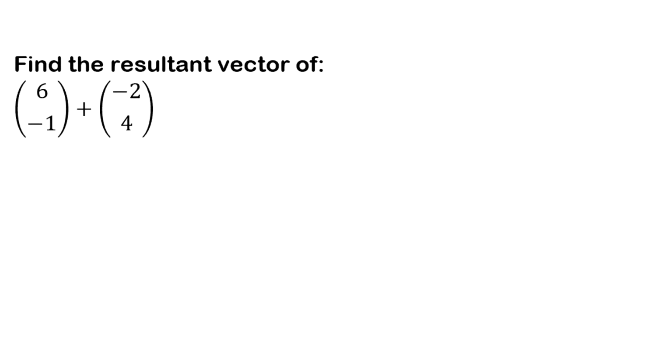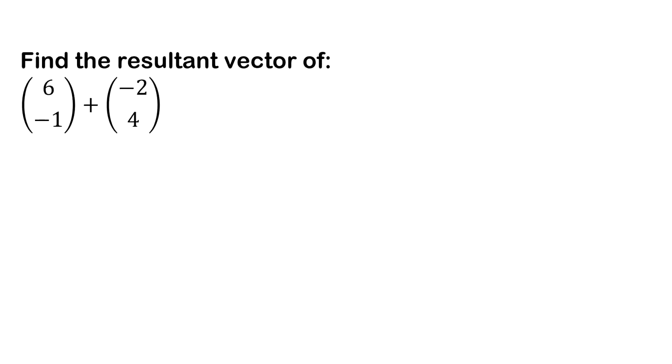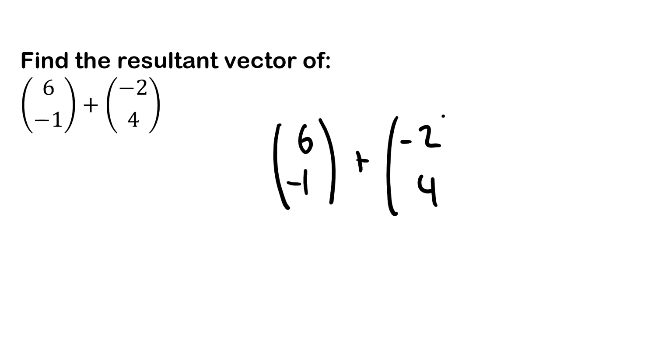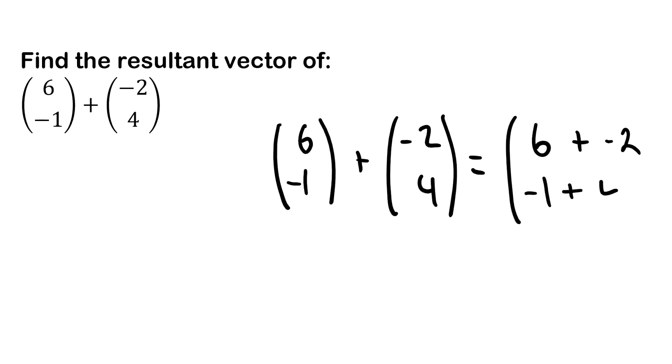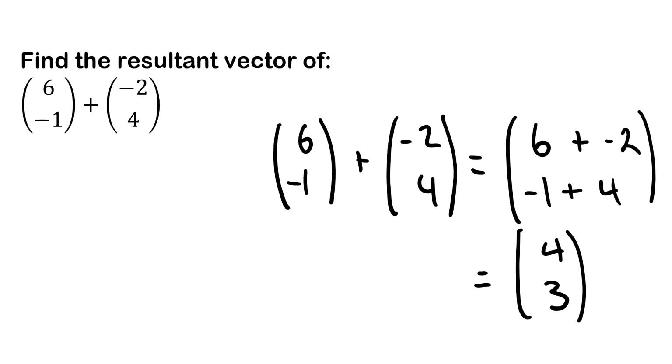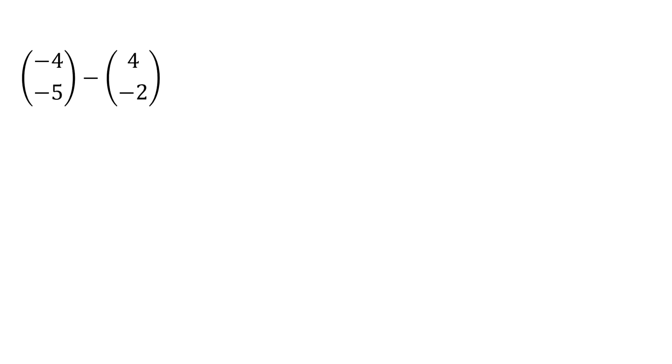Find the resultant vector of these two. Remember, we add them. So (6, -1) plus (-2, 4) equals (6 plus -2, -1 plus 4). So the resultant vector is (4, 3). We can do the same with subtraction.